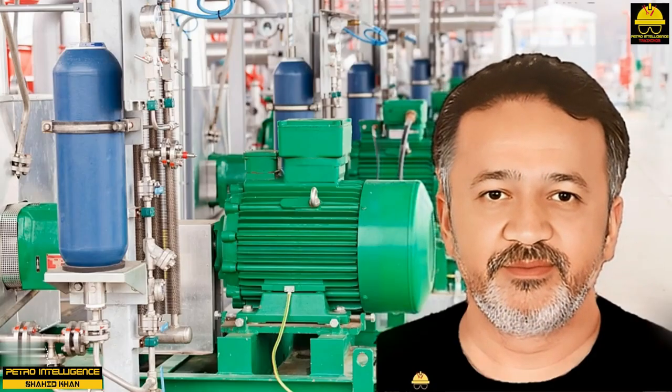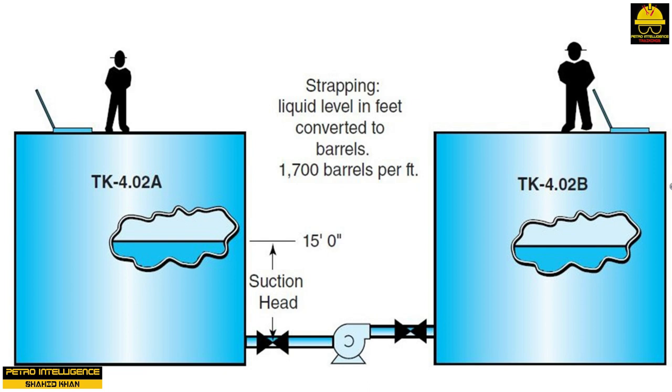Total head. Look again at the picture. The fluid in TK4.02A appears to be at the same level as the fluid in TK4.02B. The pump inlet and discharge are full, and the pump has been bled down and is liquid full. With both the suction and discharge valves open, indicated by the bow tie-shaped symbols, fluid levels equalize in the tanks.